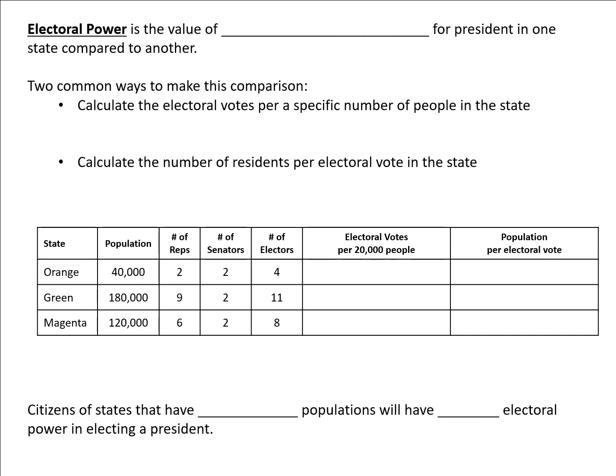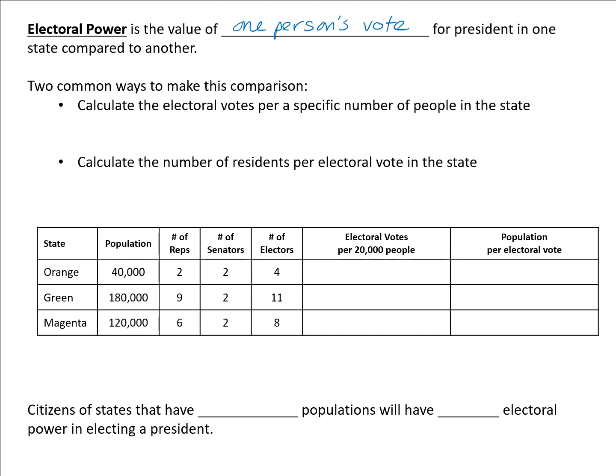The last thing we're going to look at related to the Electoral College is something we call electoral power. Electoral power is the value of one person's vote for president in one state compared to another person's vote in another state. So this is really a comparison about how someone in, say, the state of Oregon compares with, say, the state of Washington and how they vote for president in terms of the Electoral College.